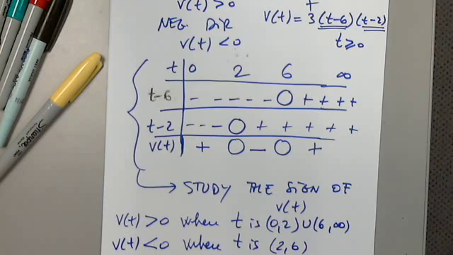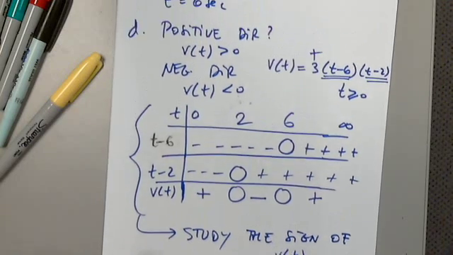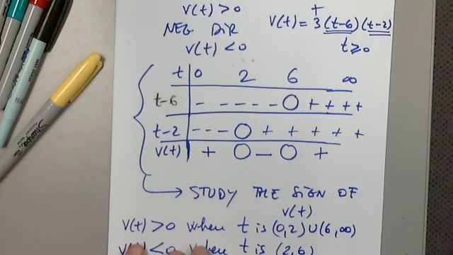So, when is the particle moving in a positive direction? From 0 to 2 seconds, it goes to your right. Then it turns for 4 seconds till second 6, and then turns and it goes all the way to positive.